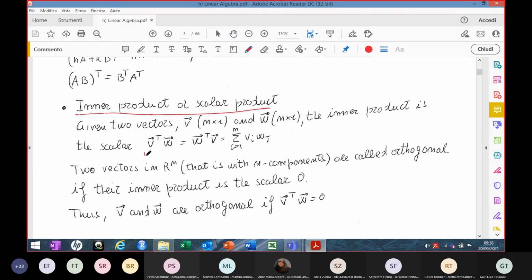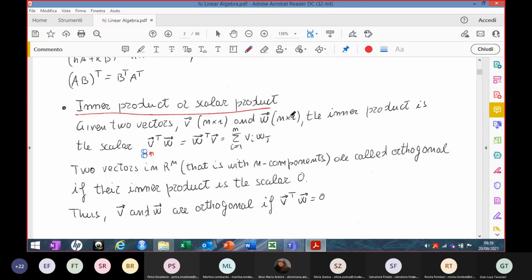Look at the dimensions, guys. What does V transpose mean? That you have to exchange the rows of V with its columns. So it will be a vector of dimension 1 times n. Okay, 1 times n means a row with n columns. So if this is a column vector, then its transpose is a row vector because it has one row and n columns.